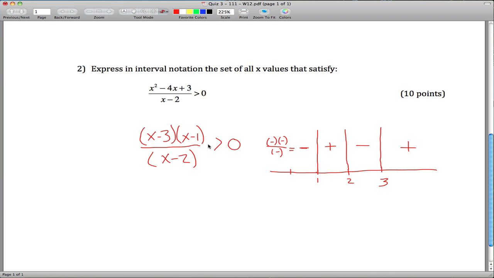So we want all values so that this thing is bigger than 0. In other words, when this thing is positive, which it looks like happens here and here. So our answer is everything from 1 to 2, or from 3 to infinity. And that's the end of the quiz.